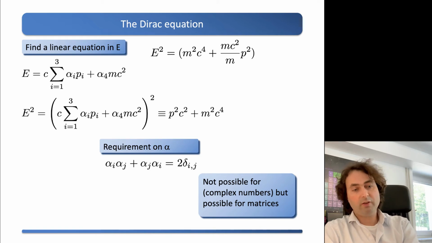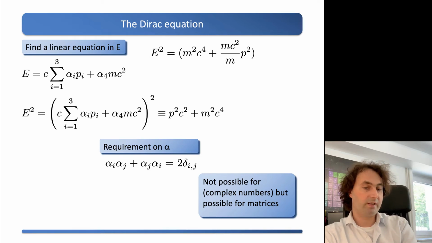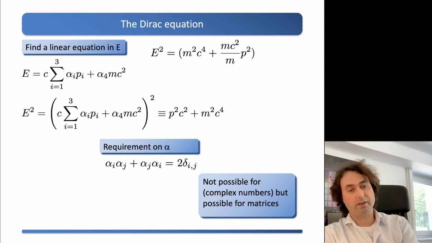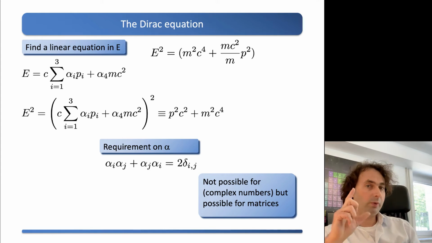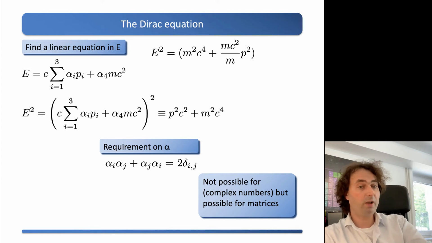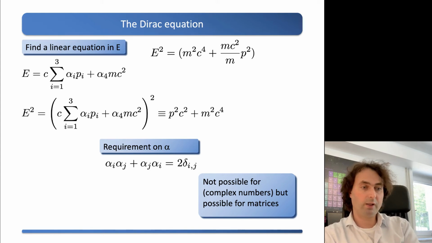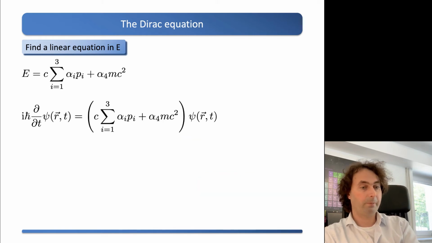Now, if alpha i would be a complex number, this is definitely not possible. But maybe these are matrices. If alpha i is a 2 by 2 matrix and your wave function is a vector with 2 components, then one component can be spin up, one component can be spin down, and you immediately have spin on a very fundamental level included into your equation.